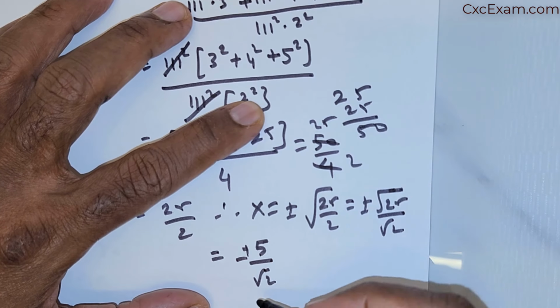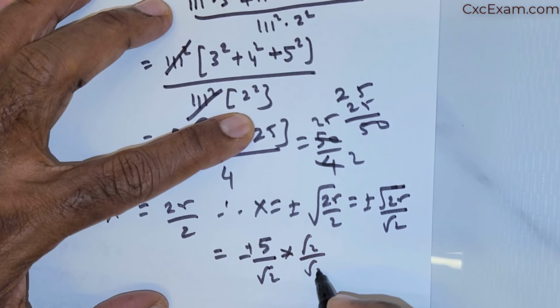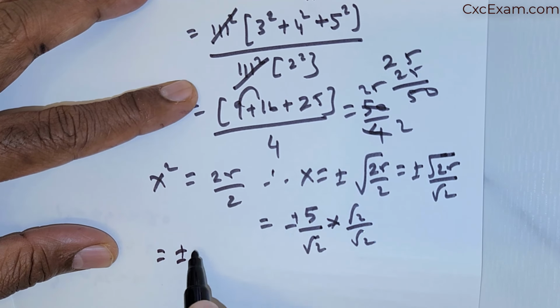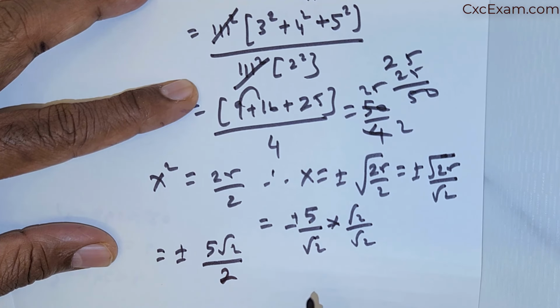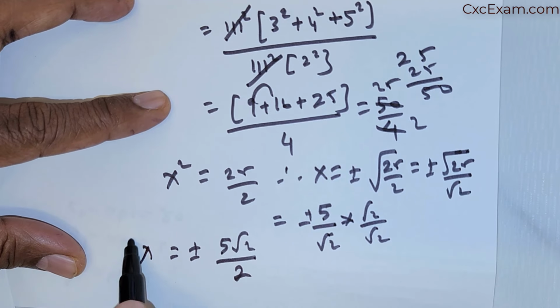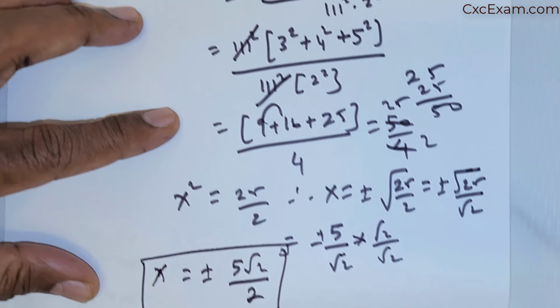I don't want to have square root of 2 in the denominator. I multiply by root 2, and I divide by root 2. So this is going to be plus or minus 5 times root of 2 divided by root 2 multiplied by root 2, which gives me 2. So this is my value of x. So that's the final solution.